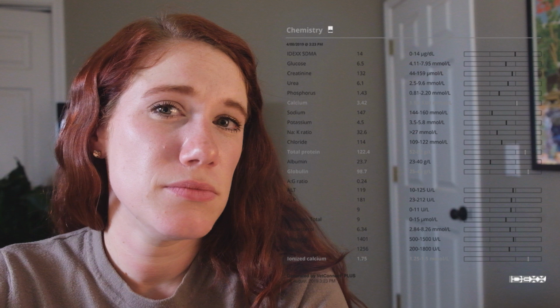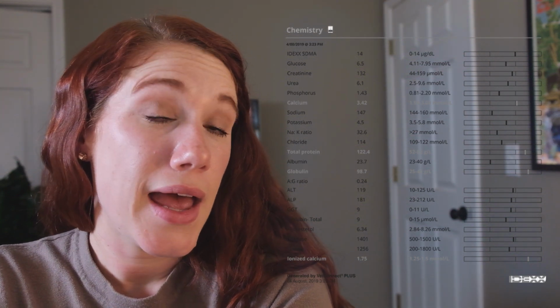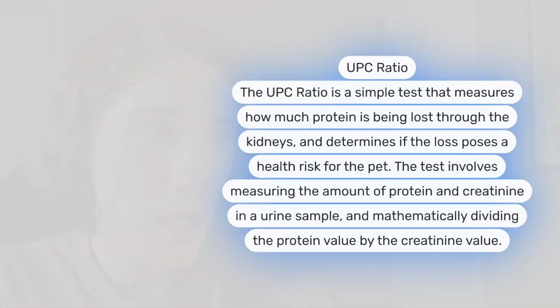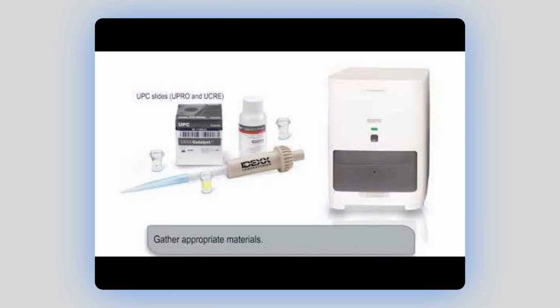Now, there's an additional small test that we can do too. It's called a urine protein creatinine ratio, or a UPC. The UPC is a simple test that measures how much protein is being lost through the kidneys. So it determines if the loss poses a health risk, because sometimes we have some, but if we have too much, that's not good. The test involves measuring the amount of protein and creatinine in a urine sample, and then it does some fancy math inside the machine to give us that overall value. IDEXX, for example, has clips for us to be able to run this in-house rather than sending it out, so that we can get fast results.